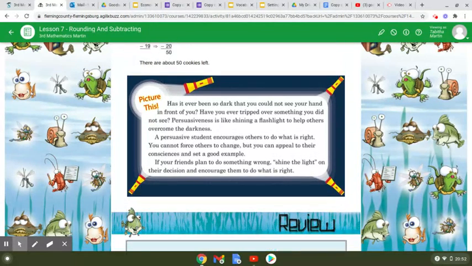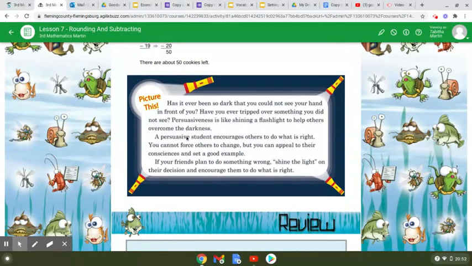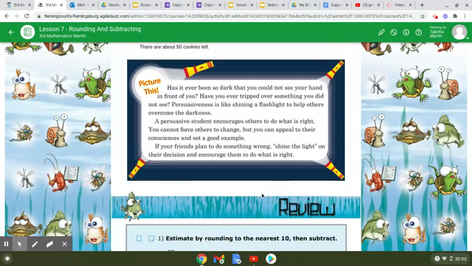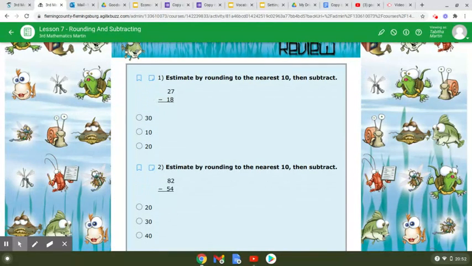All right. Now, if you want, you can read this little thing here. I'm going to go on and talk about the review. So it says, number 1, estimate by rounding to the nearest 10 and then subtract. So it tells us where to round it to, okay? So 27 minus 18. You're going to look at your tens place and then go to the ones to tell whether your tens is going to change and go up or if it's going to stay the same.